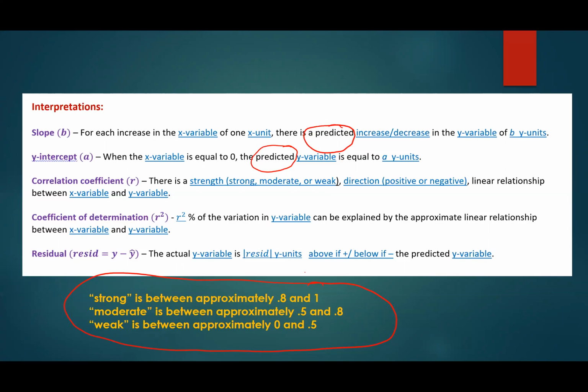For your residual, remember the residual is y minus y hat. The actual y variable is however many y units above if the residual is positive, below if the residual is negative, the predicted y variable. I don't really memorize this part. Instead, I just look at my actual y and my predicted y, and I see if my actual is above or below the predicted. So instead of memorizing that, I just look at the actual numbers when I'm interpreting the residual.